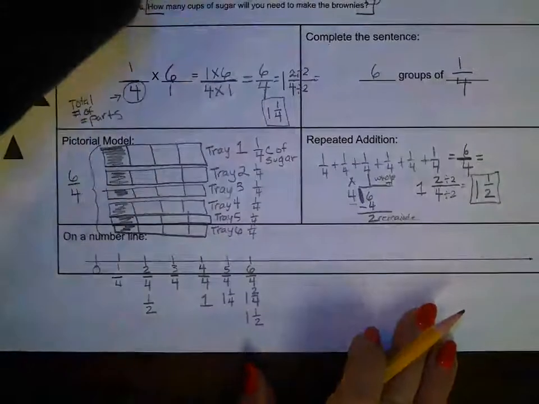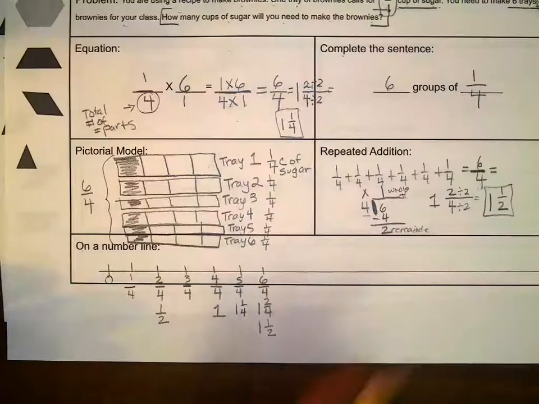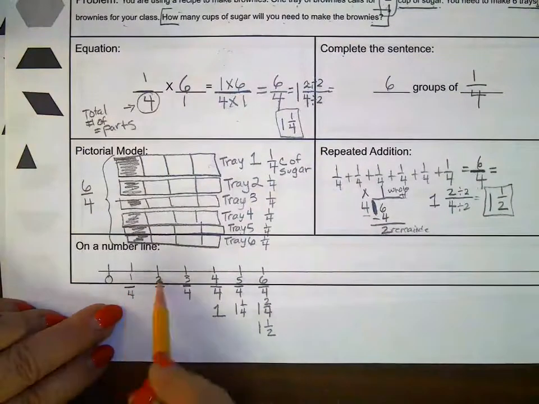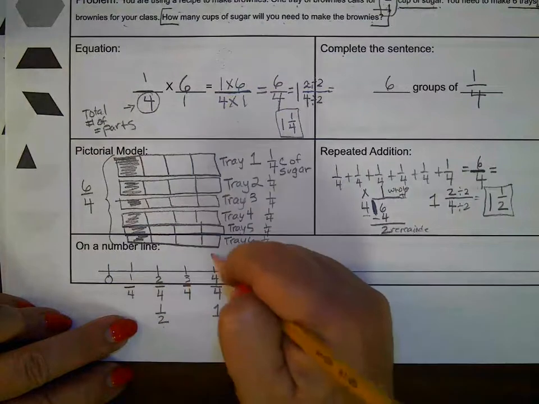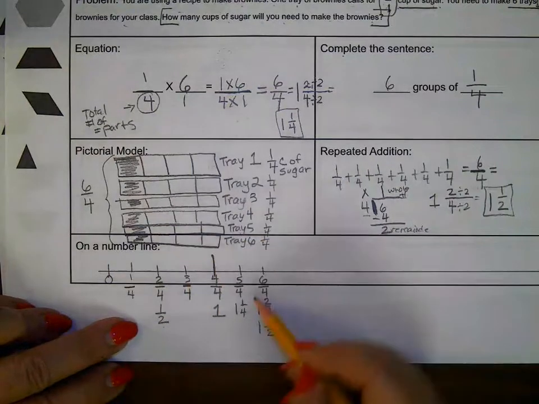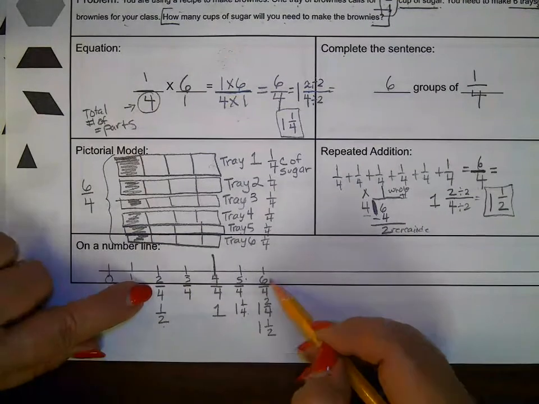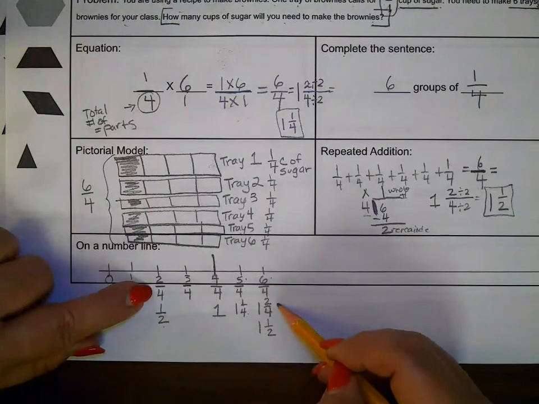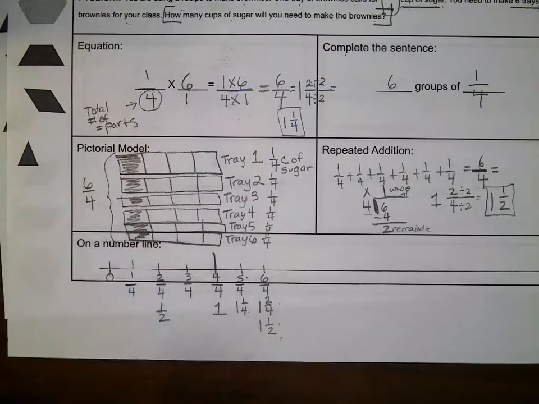So you see how I just did that? Oops, let me scoot that up. Let me enlarge this just a bit. It worked yesterday, now it's not working today. So I had the 1/4, 2/4, which is the same as 1/2, 3/4, 4/4, this is my 1. 5/4 is the same as 1 and 1/4. 6/4 is the same as 1 and 2/4, or 1 and 1/2. And so we've simplified it.